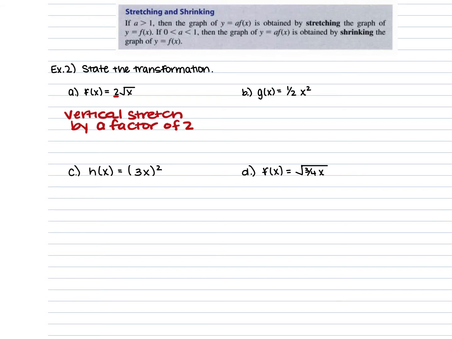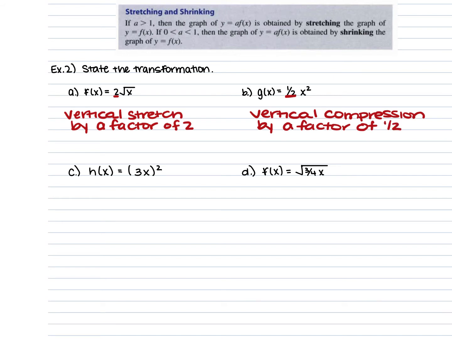For example B, we have g of x is equal to 1 half x squared. That 1 half is in front of x, not inside the parentheses, underneath the radical, anything like that. So we are going to have a vertical stretch or compression. That 1 half is between 0 and 1, so it's a vertical compression by a factor of 1 half.